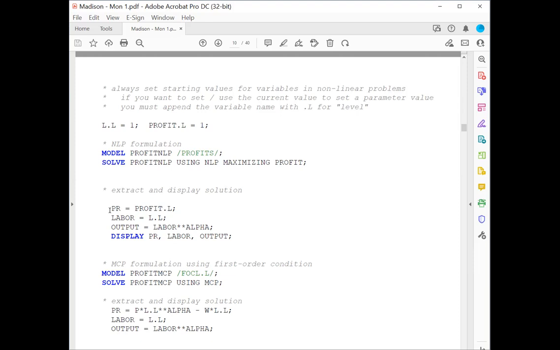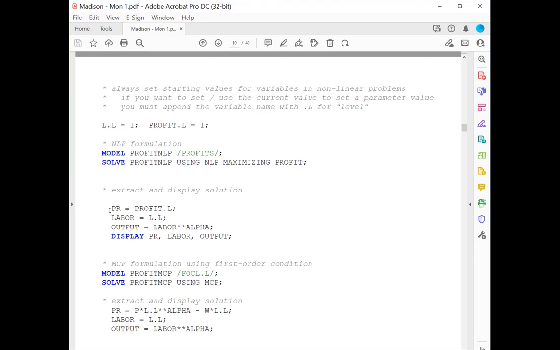That's not a good choice because I just told you that .L also meant level setting. I should have had a different variable than L for labor. Sorry about that. This doesn't mean set the value. It means what is the complementary variable to that equation. Okay. And then the next line just says solve profit using MCP.